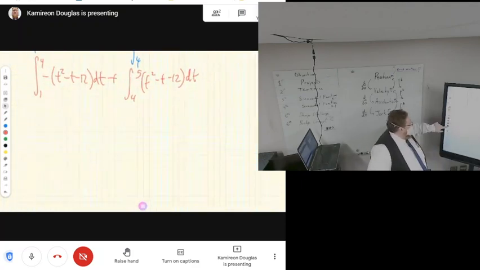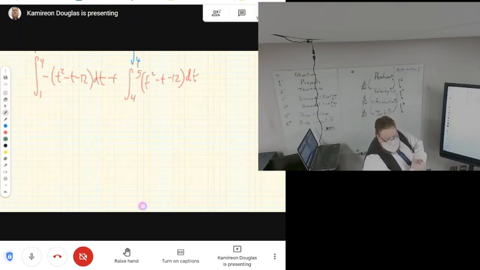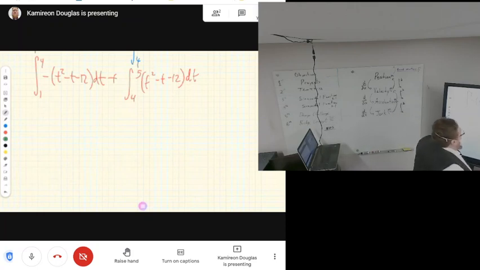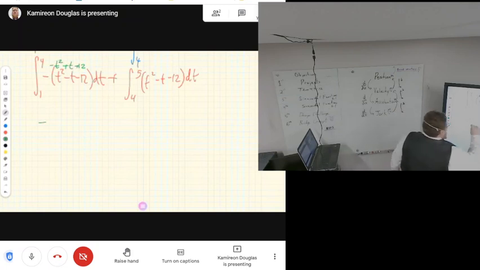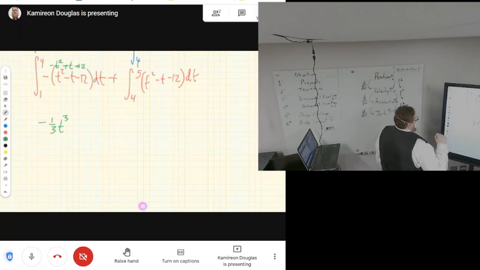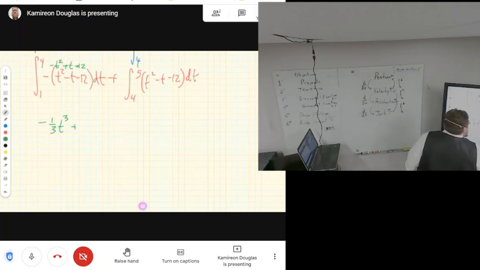All right. The first integral. How are we going to get this first function? I would shift the negative first. So negative t squared plus t plus 12. Now, negative 1/3 t cubed. Add 1 to the power, divide by the new power. Plus 1/2 t squared plus 12t.